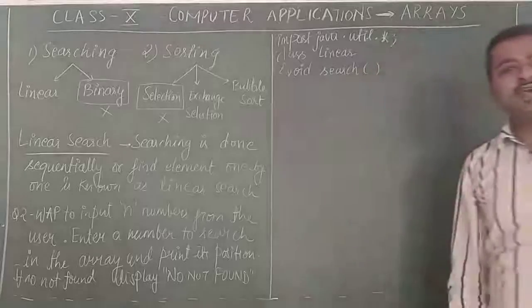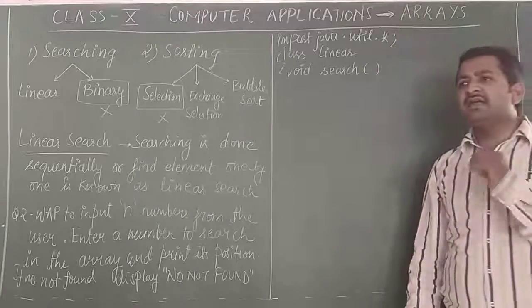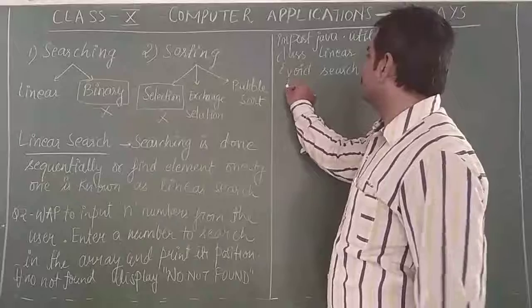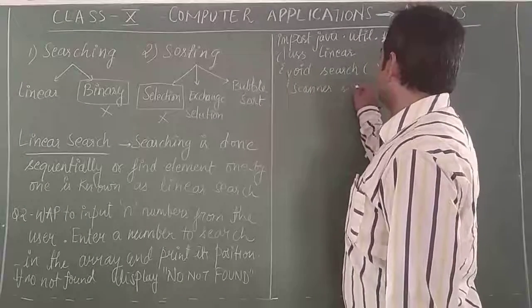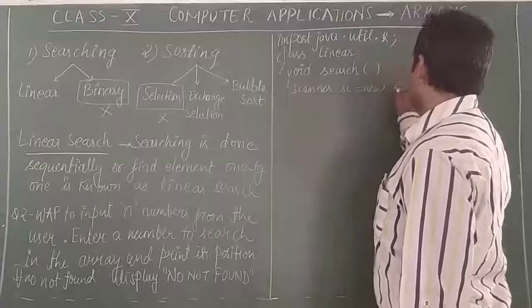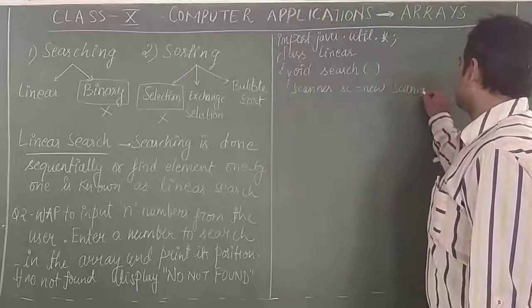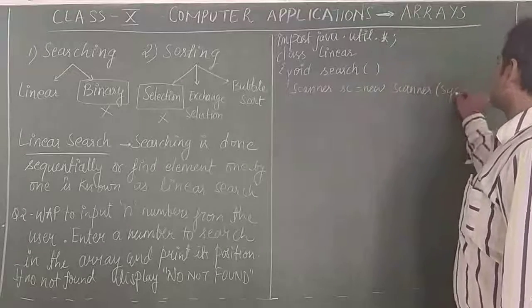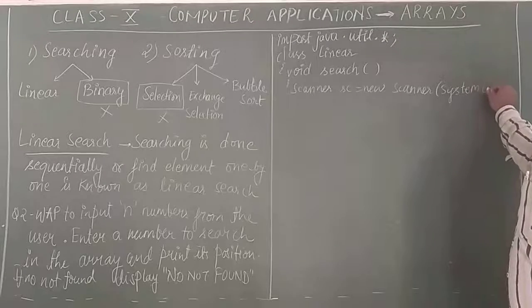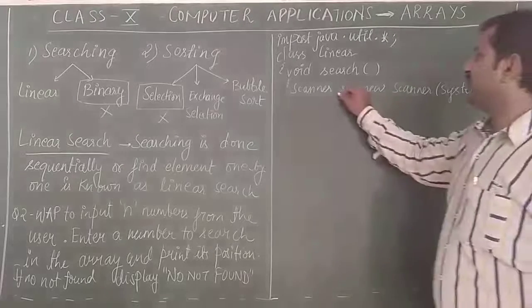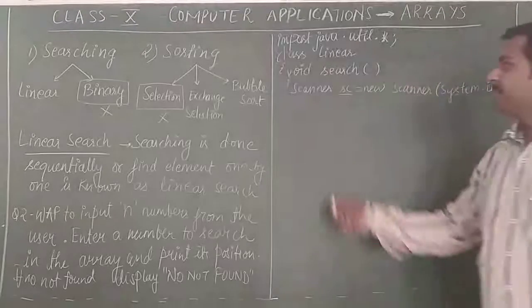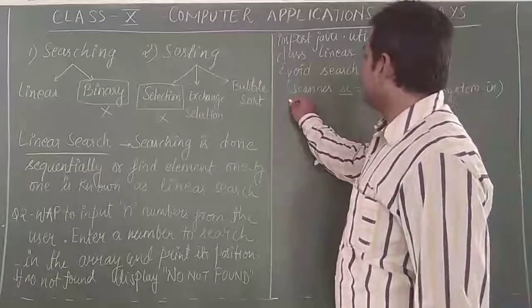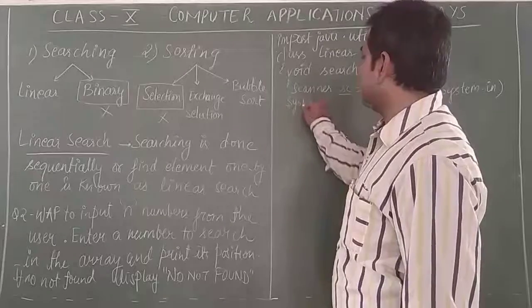Now first of all, what you have to do, you have to simply declare a Scanner object. So I am declaring a Scanner object: Scanner sc = new Scanner(System.in). So with the help of this object, we can take the input from the user by using the Scanner functions.